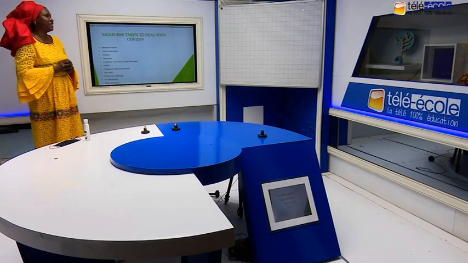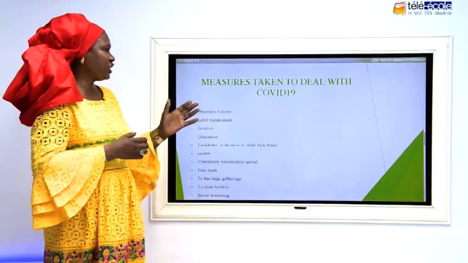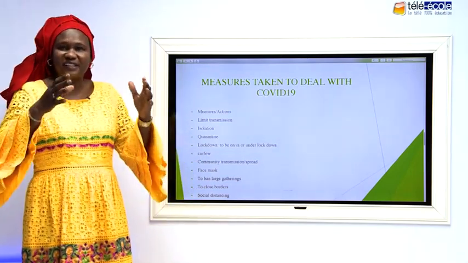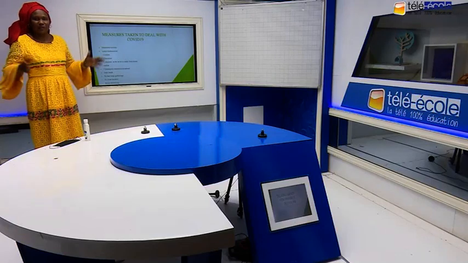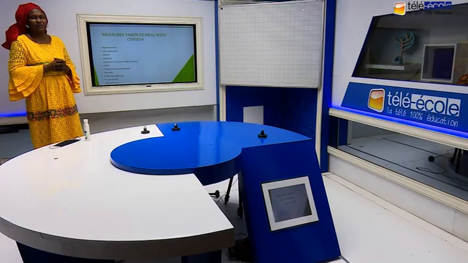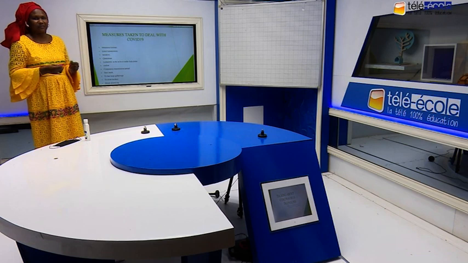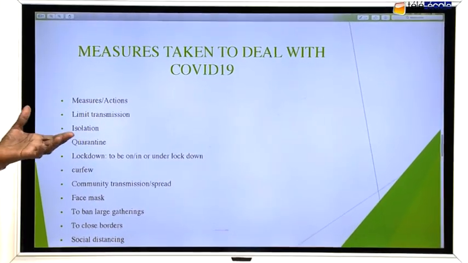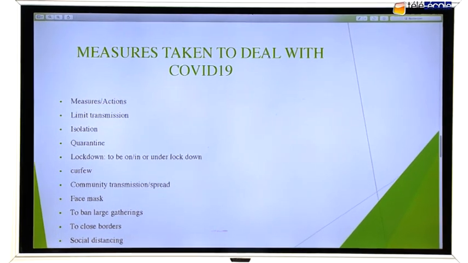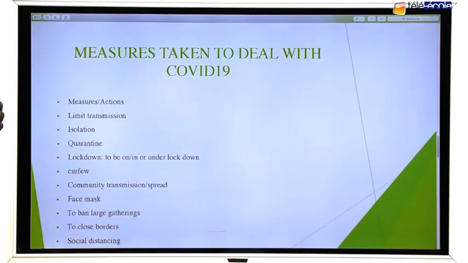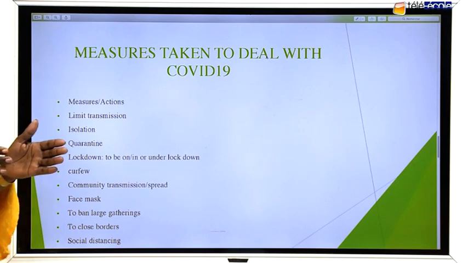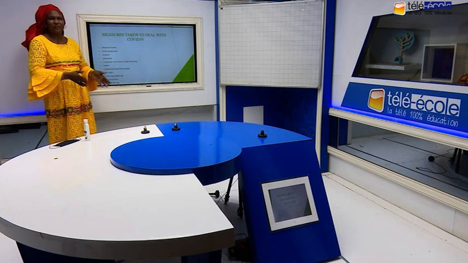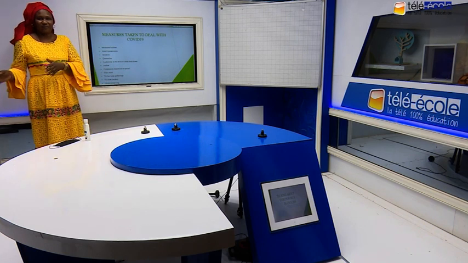Now let's move to measures. Measures taken to deal with coronavirus. Coronavirus is here now. All over the world, we have cases. Which measures are taken? A synonym of measures is actions. Which measures? So one measure is to limit the transmission. You know that the virus is transmitted from one person to another.